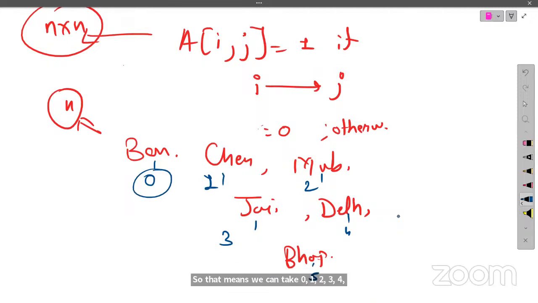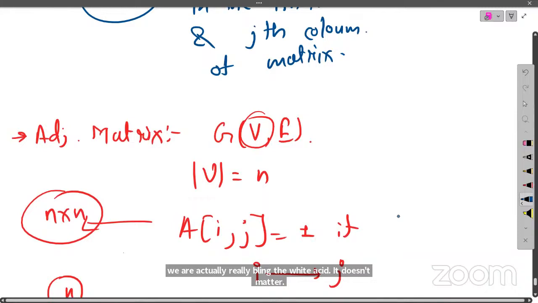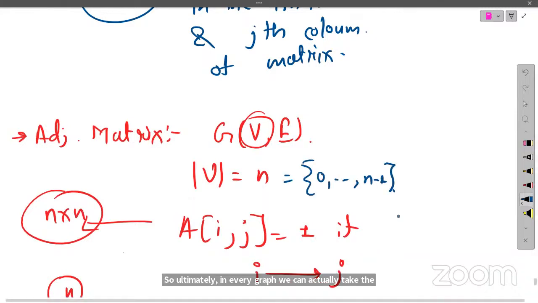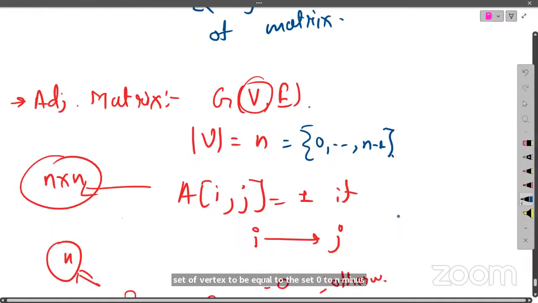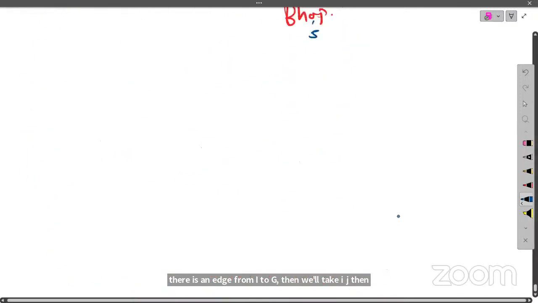It won't change the graph because we are actually just relabeling the vertices. It doesn't matter. So ultimately, in every graph, we can take the set of vertices to be this set, 0 to n minus 1. Okay, so that's why this description makes sense. If there is an edge from i to j, then we'll take the ijth entry to be equal to 1 in our matrix, and otherwise we'll take 0.